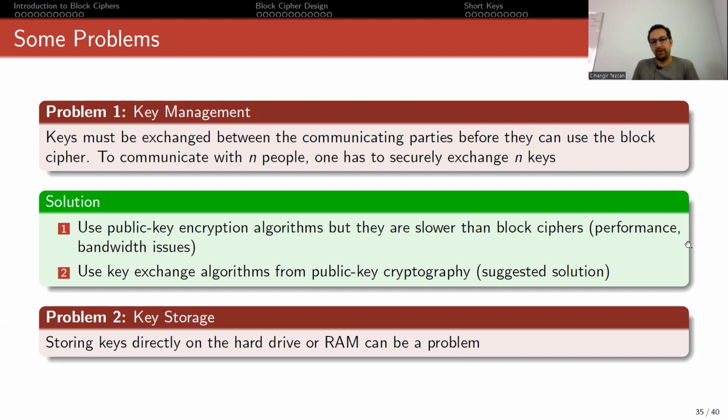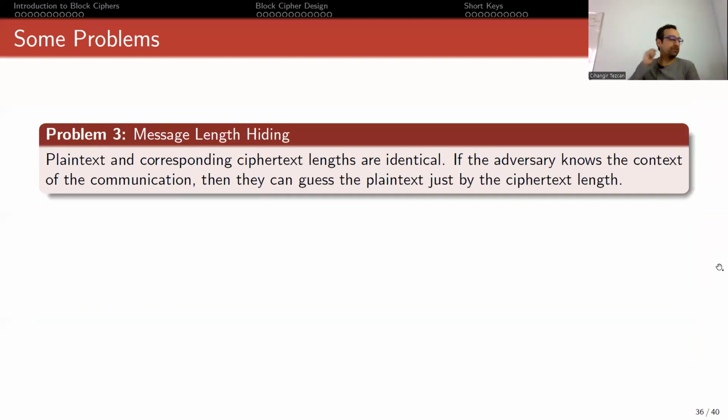But still, you cannot have a thumb drive for every secret key you have. So this is actually an open problem, and there is no good solution. A third problem is message length hiding.